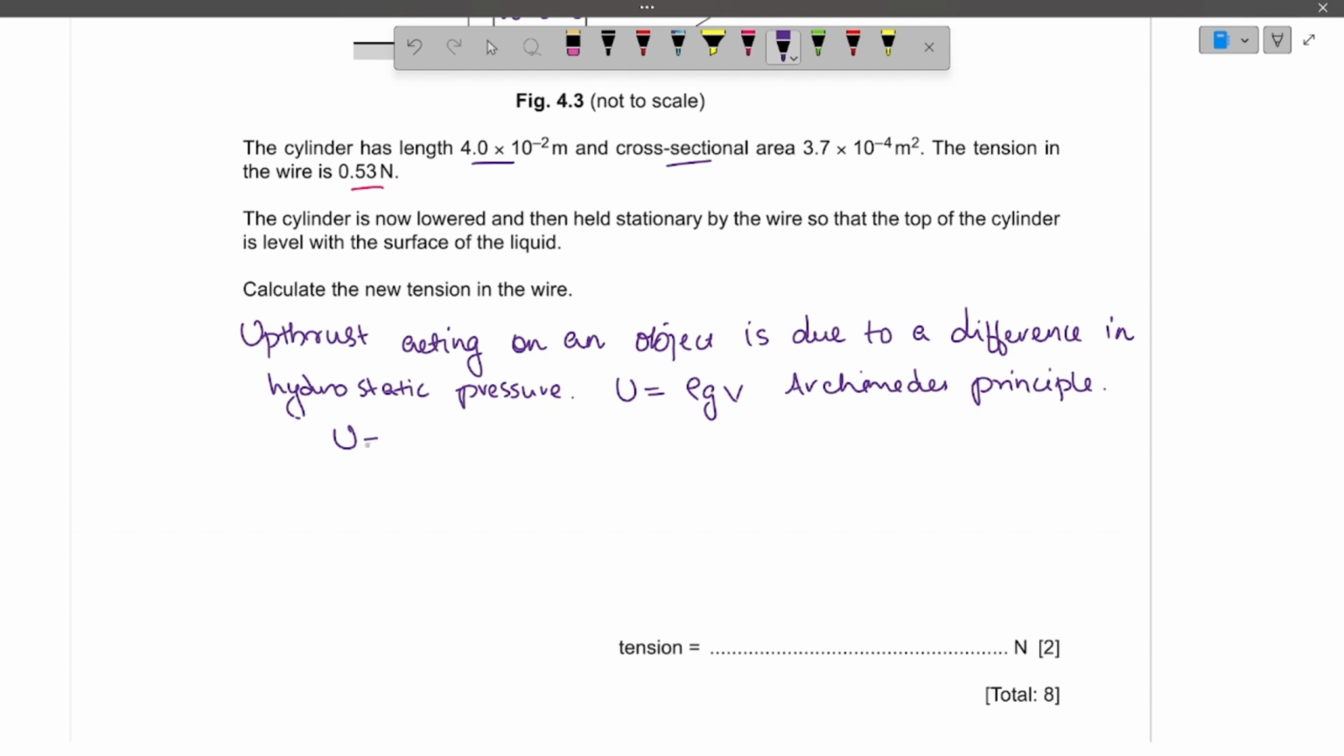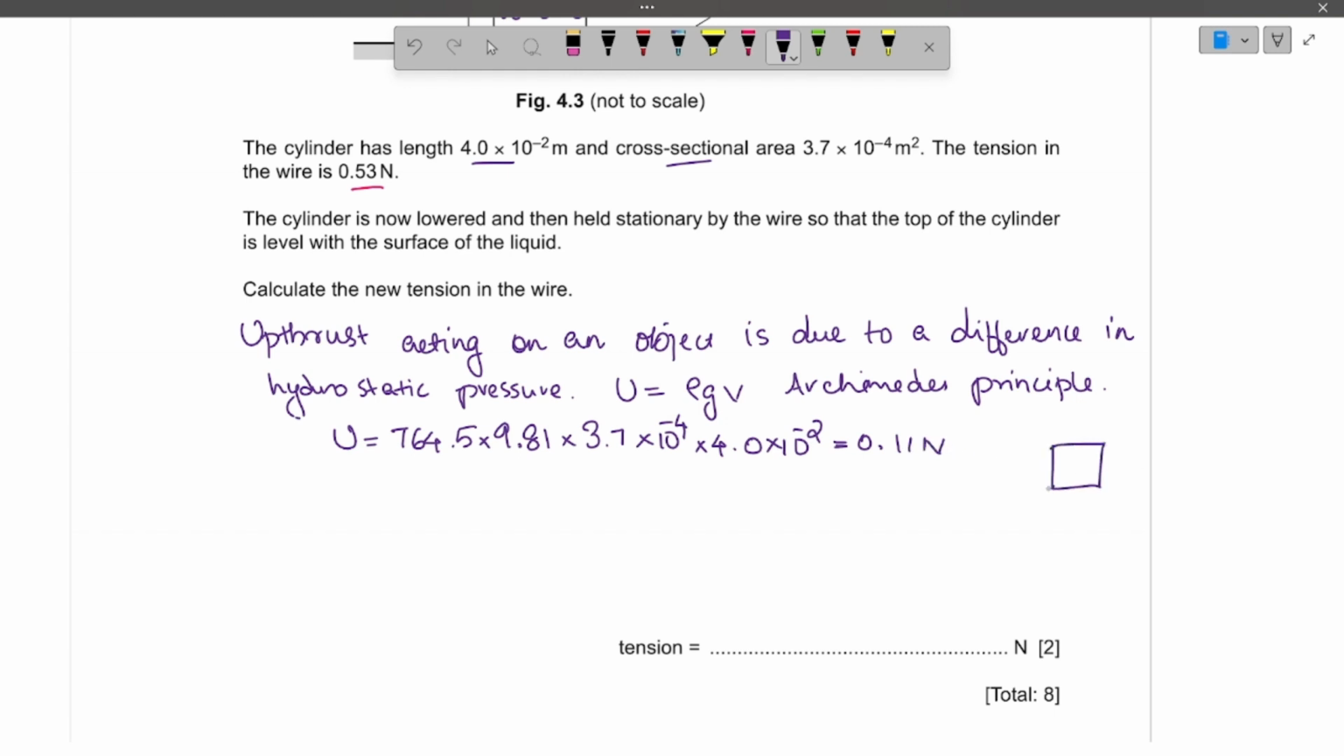So the upthrust value you may find out like this, substituting 746.5, the density value, multiplied by the g value, multiplied by the volume. How to find out the volume? Area multiplied by the length. Both values are given, so please just substitute. After substituting and doing the calculation, you'll be getting the value of upthrust as 0.11 newton.